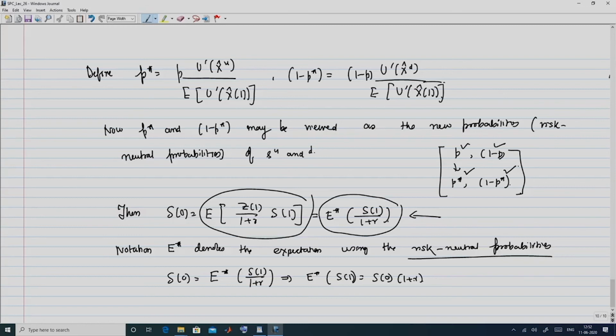So, if we had invested an amount of S0 directly in a risk free asset, this would grow to S0 into 1 plus R, and this is going to be the same as the expected value of the stock price at 1, which is a random variable. Since the expected stock price at time t equal to 1 under p star and 1 minus p star becomes the same as that you obtain from a risk free asset, the probability which causes this to be equal, namely p star and 1 minus p star, accordingly is called the risk neutral probability.